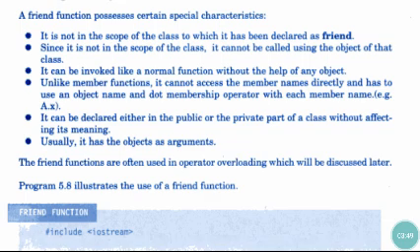So you can understand the points under the friend function. It is not under the scope of the class where it is declared as friend. Since it is a friend function, the income tax function is not under a single class. It belongs to both the classes, so it cannot be an exact member function. And it can be invoked like a normal function without the help of an object.